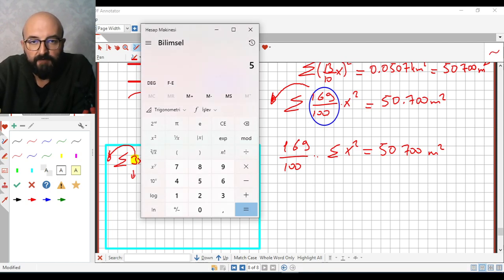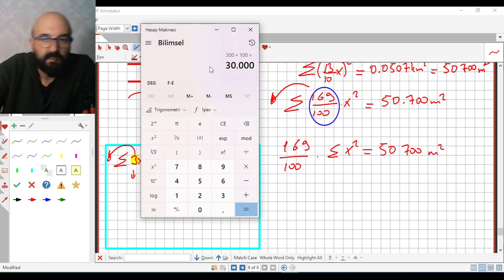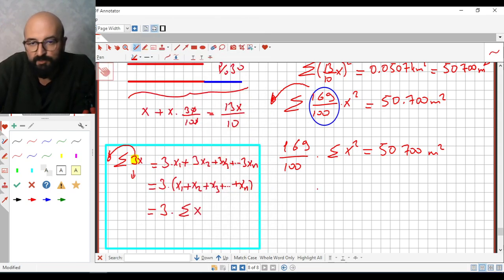And then I want to find the sum of x squared. So 50,700 over 169 multiply 100 gives 30,000. The sum of x squared is 30,000.